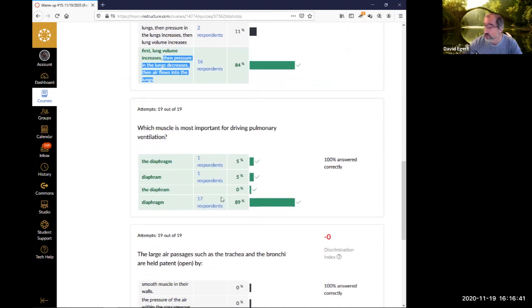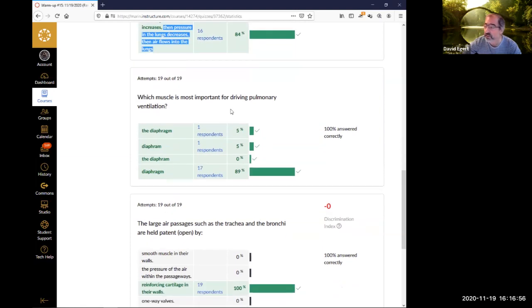Oh, which muscle? Yeah, everybody got this. This is all the same answer. I just knew that some people would write diaphragm, some people would misspell diaphragm, but this was good. Again, other muscles do help, particularly when you're doing forced breathing, but in general, the majority of your ventilation is driven by the diaphragm.